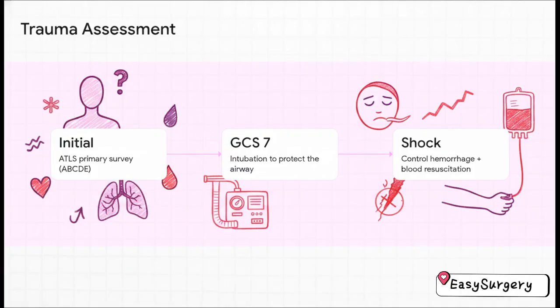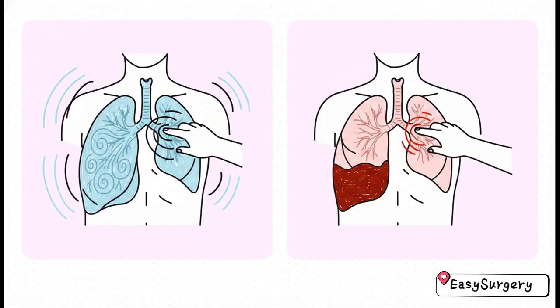Step 3, if your trauma patient presents in shock, you have a dual mandate. You have to aggressively control the hemorrhage while simultaneously starting blood resuscitation. Now this is one of my favorite high-yield clinical distinctions. Picture 2 chest trauma patients.